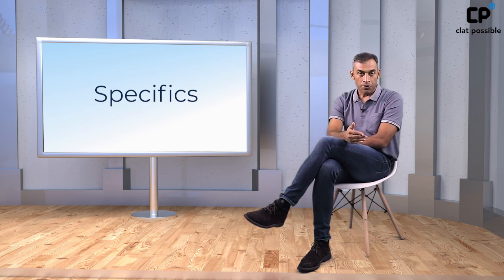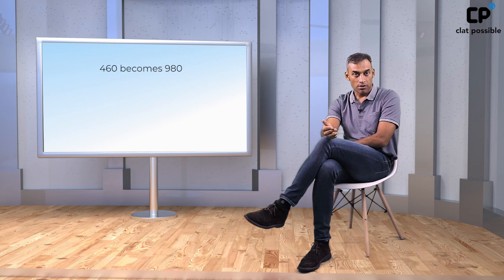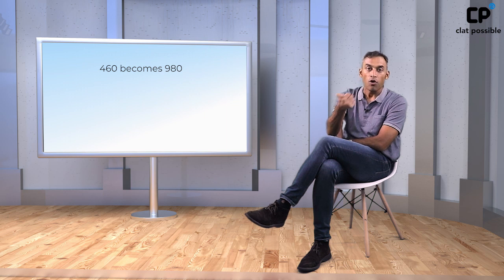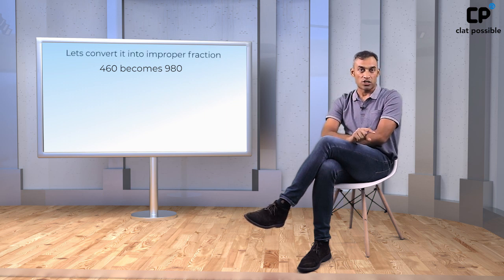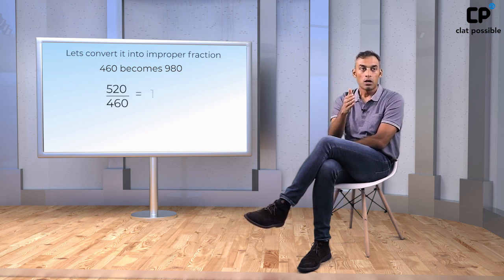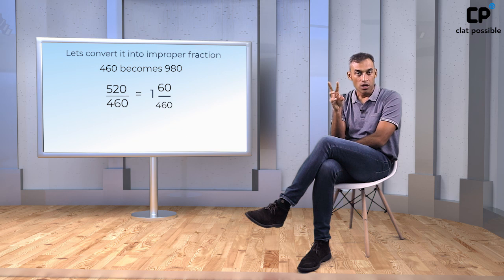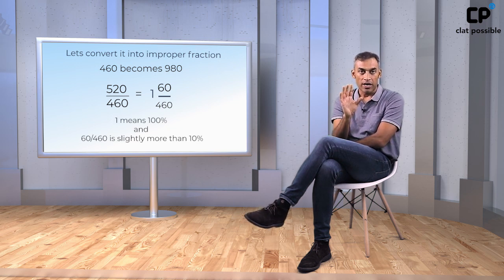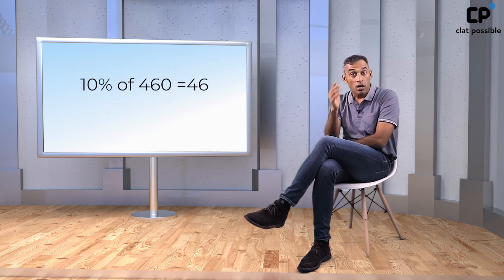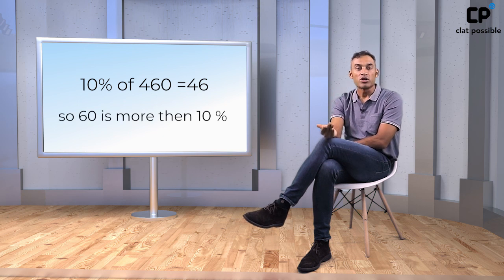So a 980, a 460 has become a 980, right? So what is the growth percentage if we have to calculate? Before we do that, we convert this into an improper fraction. Now what is the improper fraction here? So a 980 upon 460, which is 1 and 160 upon 460. So that's the improper fraction here. 1 obviously is 100%, right? And 60 upon 460 is what we need to calculate. So this is slightly more than 10%, because a 10% of 460 is 46. Here we have 60. So 60 obviously is more than 10%.